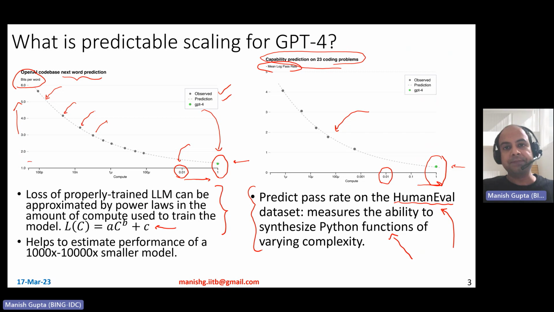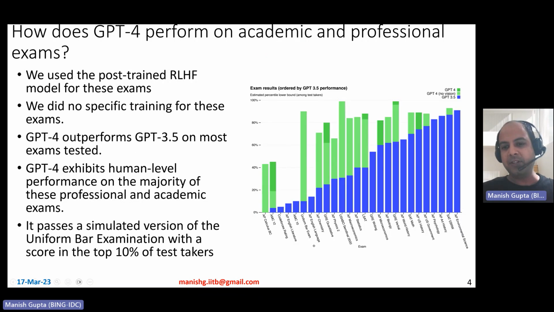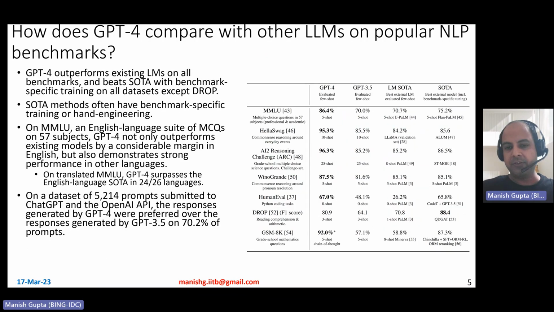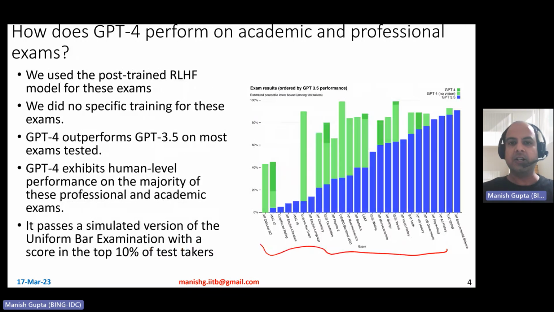So how does GPT-4 perform on academic and professional exams? Well, you see a whole bunch of exams on which GPT-4 was tested on the x-axis. On the y-axis, what you see is estimated percentile lower bound among test takers. And then you see three different things being plotted here: GPT 3.5 in blue, and then GPT 4 and GPT 4 with no vision. So as we mentioned, GPT 4 can actually take image and text as input. So hey, what happens if you basically don't pass the image part, which might also be a part of some questions in these exams? Okay.